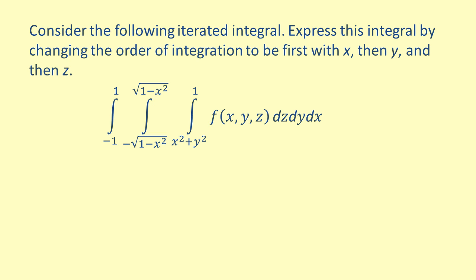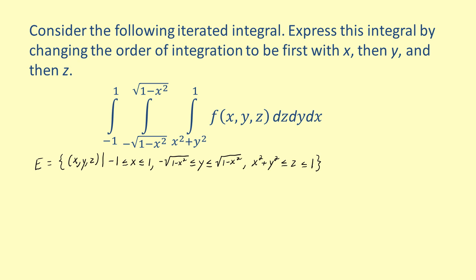So first, we have E is the region such that x is between -1 and 1, y is between negative square root of 1 minus x squared and the square root of 1 minus x squared, and z is between x squared plus y squared and 1. So, we can express the iterated integral as the triple integral over the region E of f of x, y, z, dz, dy, dx.